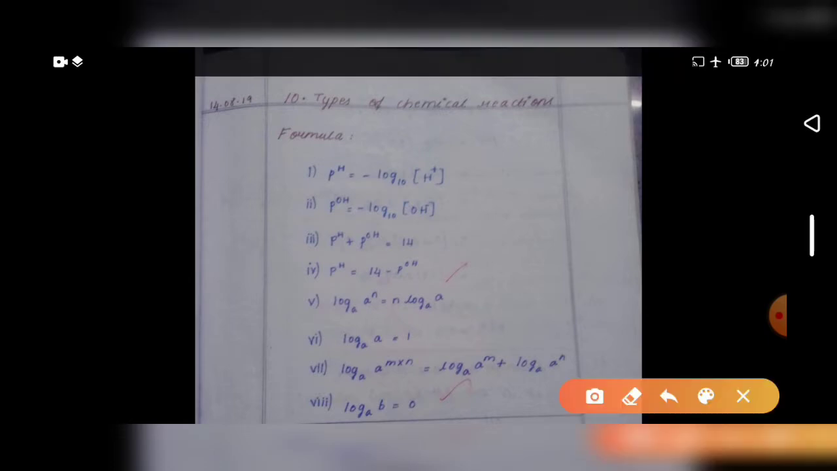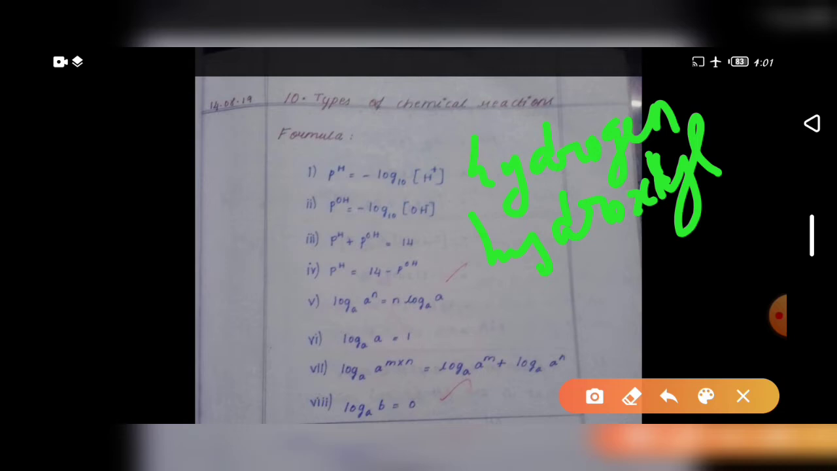The H plus indicates hydrogen ion concentration. The OH minus indicates hydroxyl ion concentration. Okay, that is, H plus is hydrogen ion concentration, OH minus is hydroxyl ion concentration.